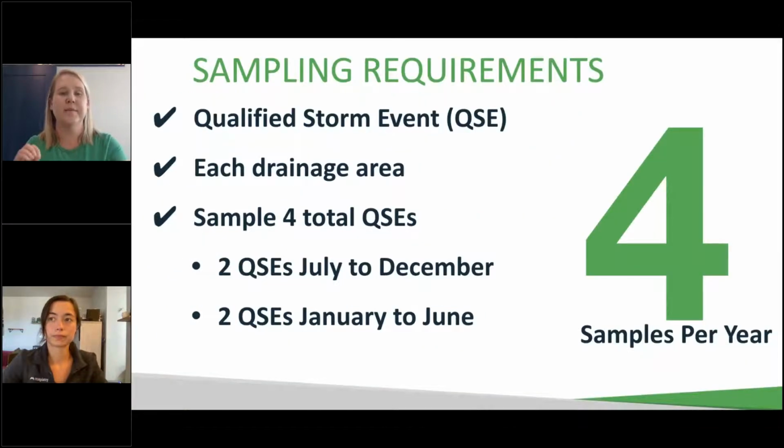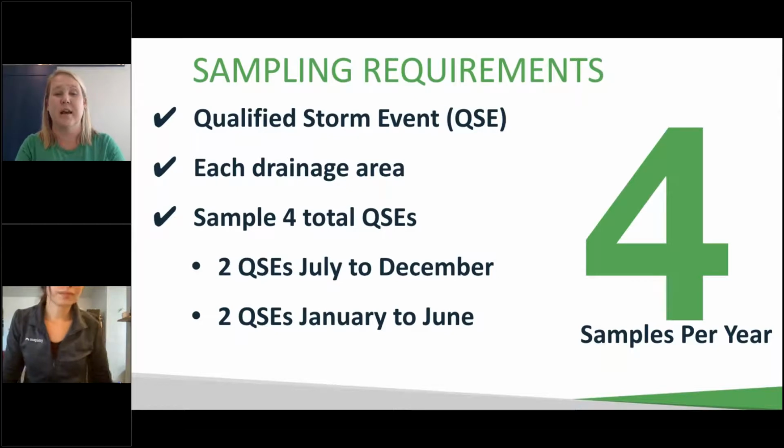You want to sample 4 times a year, but again, it's very specific. July to December, 2 times. After that, you can stop. And then again, January to June, you're going to get it 2 more times. Things that I see get messed up are people take all their samples before January.